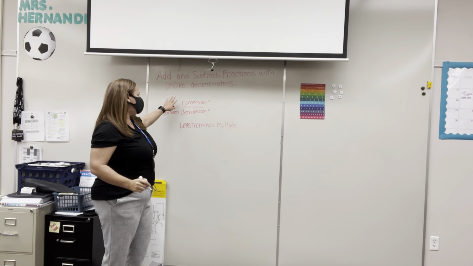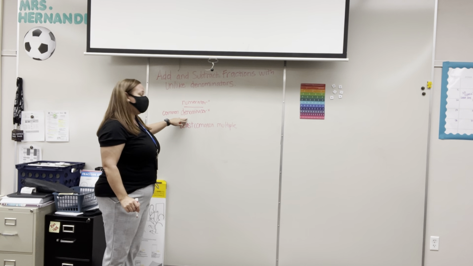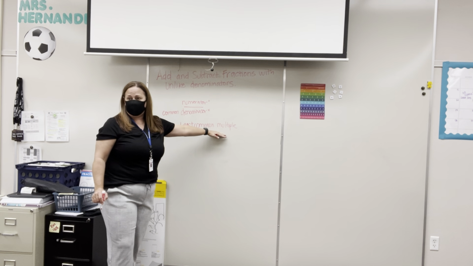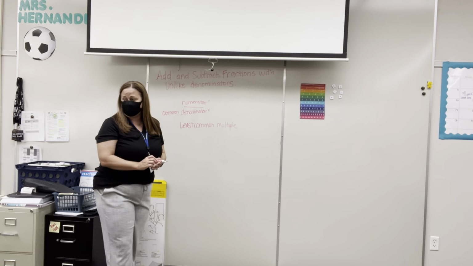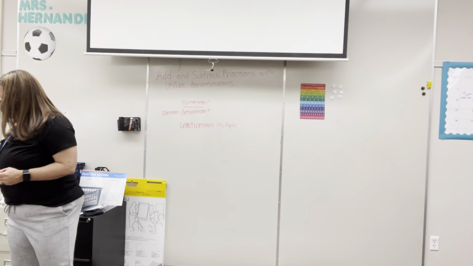Okay, so those are the main things. Numerator's the top number of the fraction, denominator's the bottom. We need a common denominator, and we're using least common multiples for that common denominator. Okay, so we all know what those all mean? Yeah. Carlos, yeah? Okay.